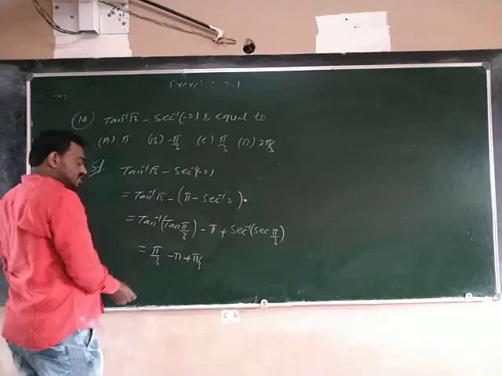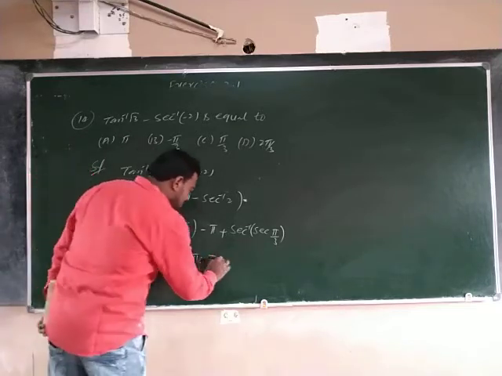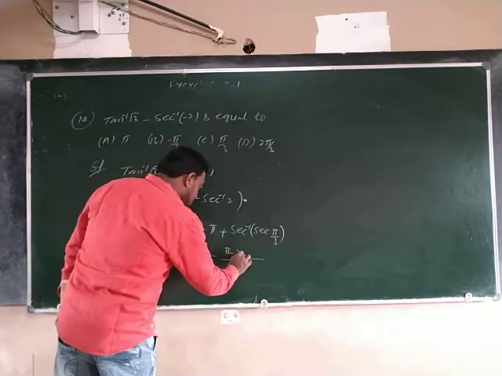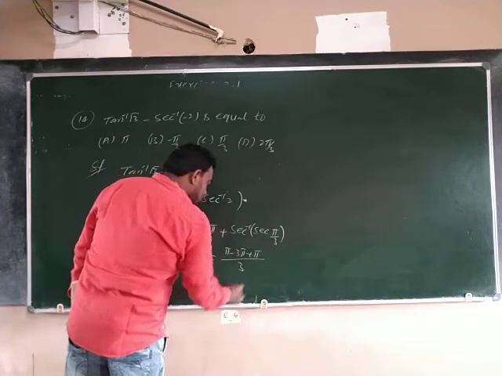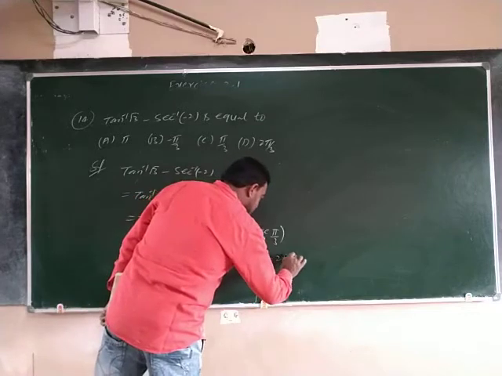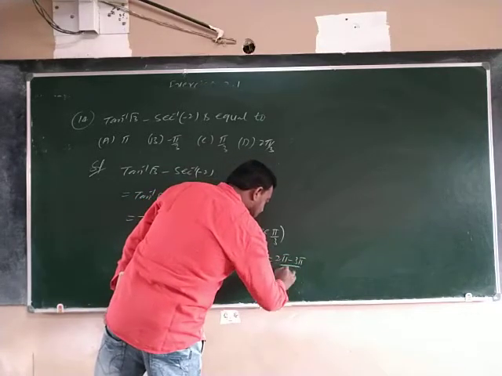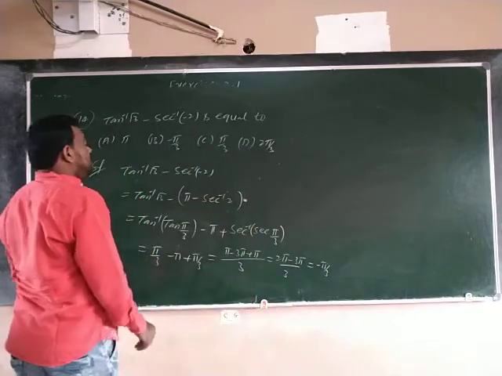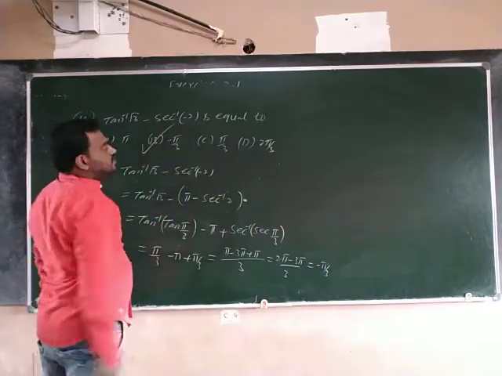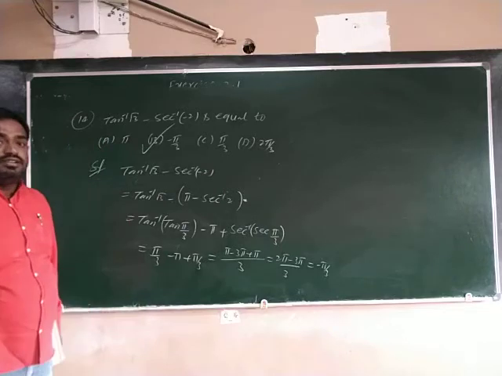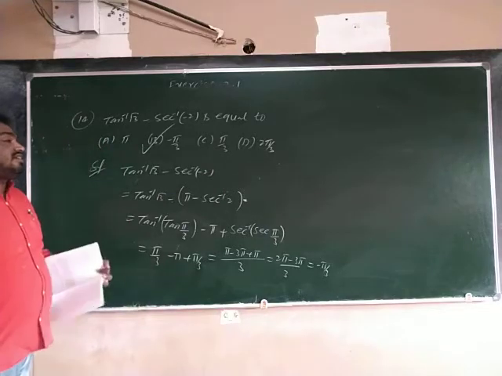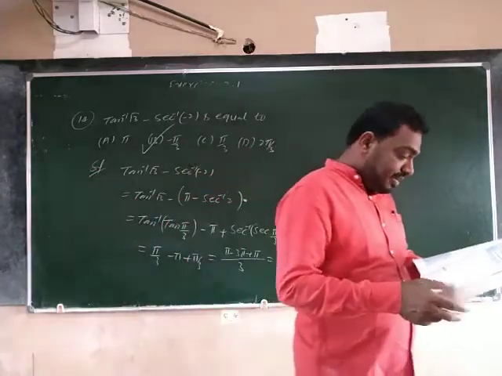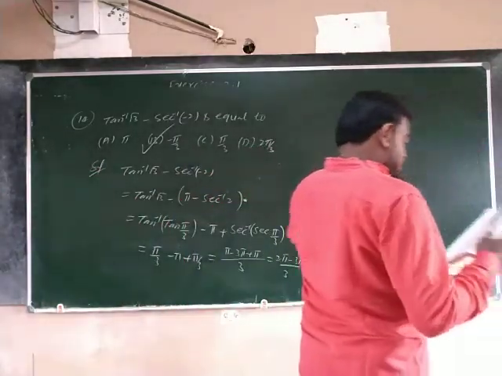Taking the LCM, 3 is the LCM. Pi minus 3 pi plus pi, that is 2 pi minus 3 pi by 3. This is equal to minus pi by 3, which is the right answer, option B. So this is the complete exercise 1. Next we have 2 examples also.